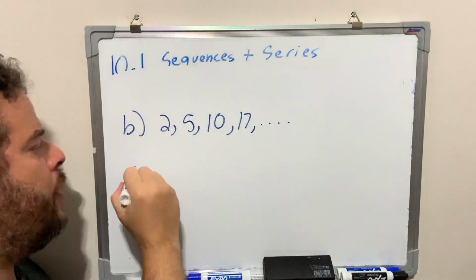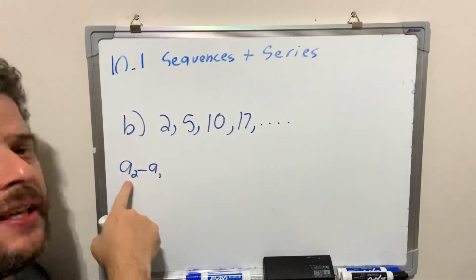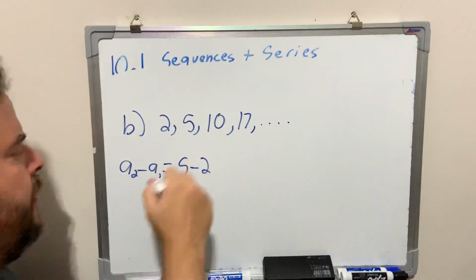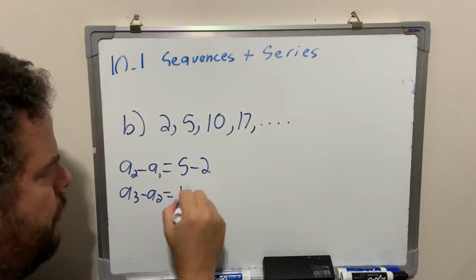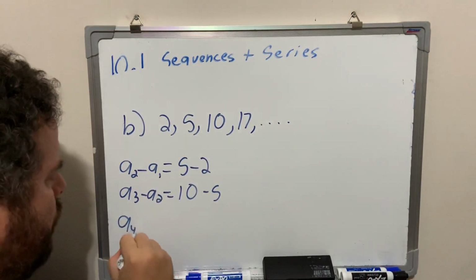So let's try to subtract the first term from the second term, 5 minus 2. Let's subtract the second term from the third term, 10 minus 5. And let's continue.